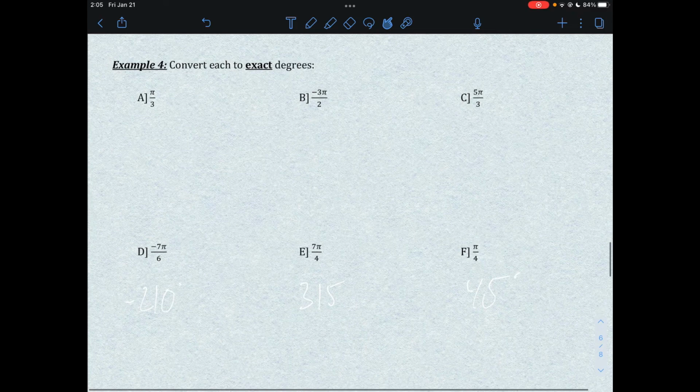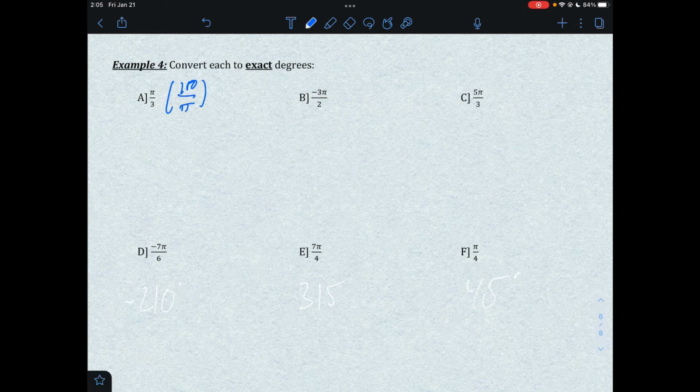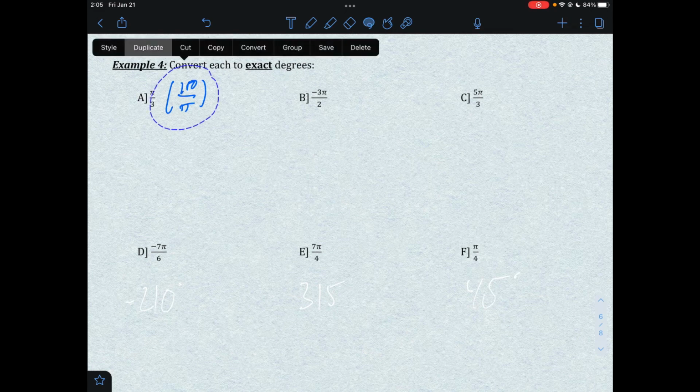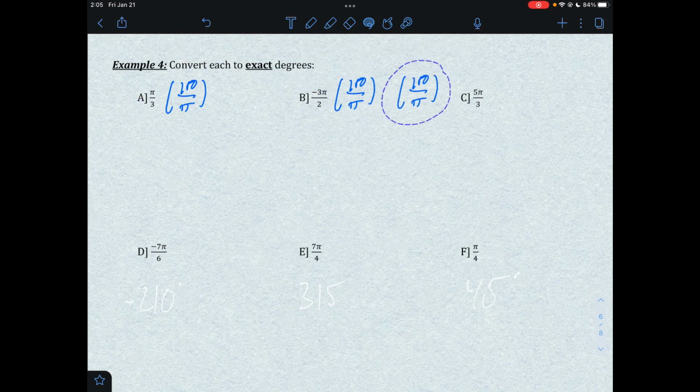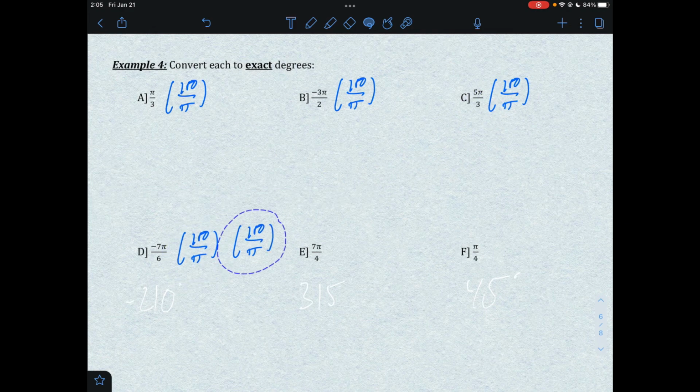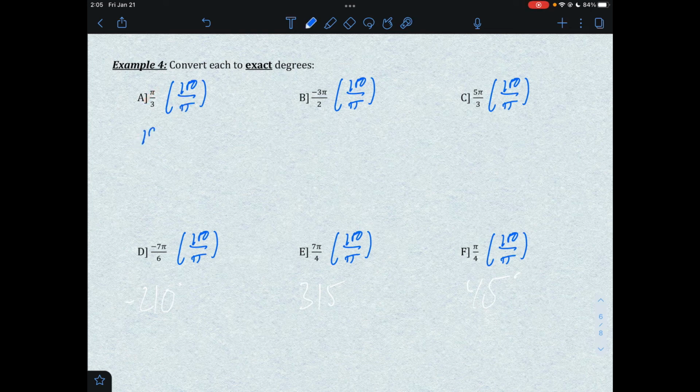Number 4, convert to exact degrees. So when we convert to degrees, we multiply by 180 over pi. So multiply by 180 over pi, and we're going to do that every time. All right, so the nice thing about this is that pi over pi will cancel out. So we're left with 180 over 3, which is just 60 degrees.